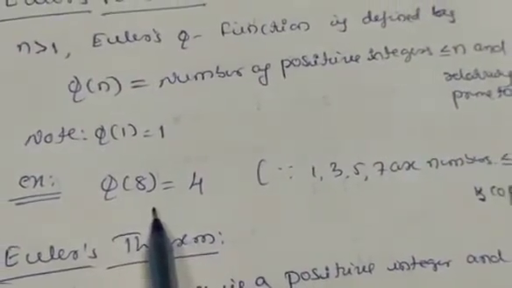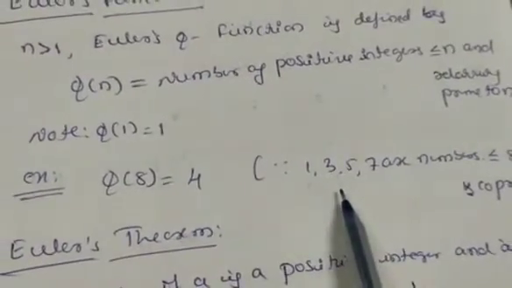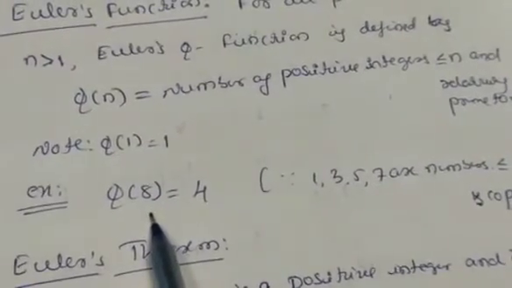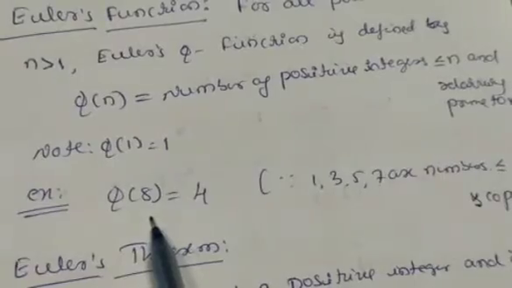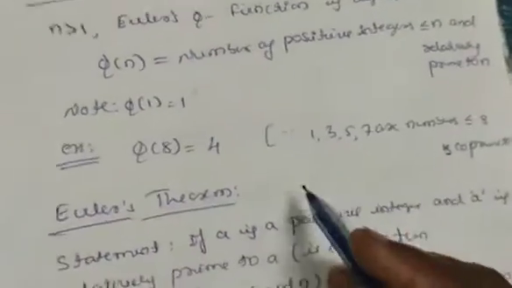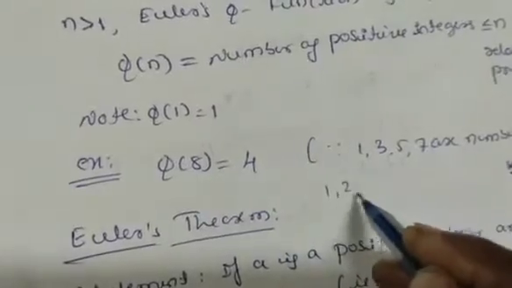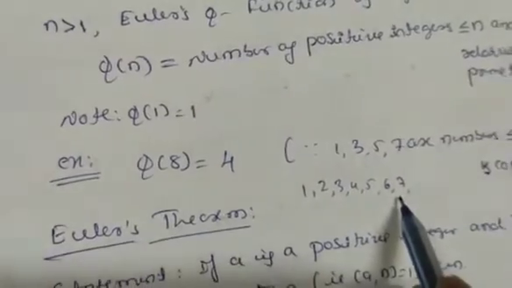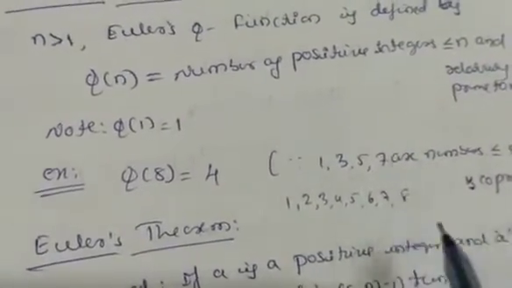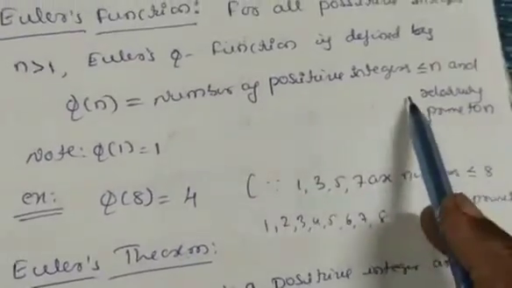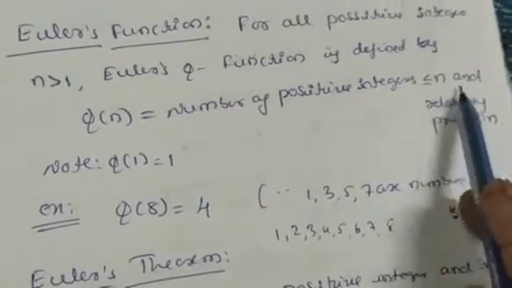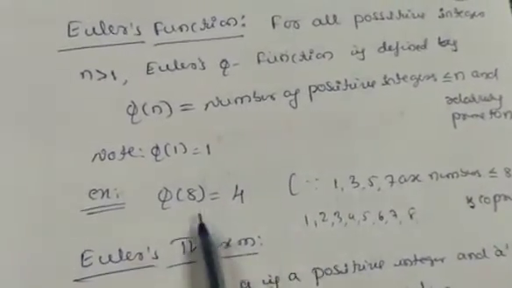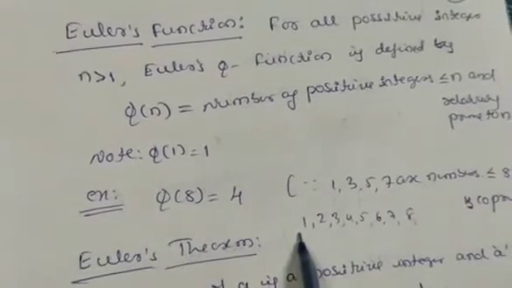So phi of 8 means you have to find the positive integers less than or equal to 8 and relatively prime to 8. First you have to find all the numbers up to 8: 1, 2, 3, 4, 5, 6, 7, and 8 as well, since we can take less than or equal to 8. And the next condition is relatively prime to n, which means these two should have the common divisor as 1 only.